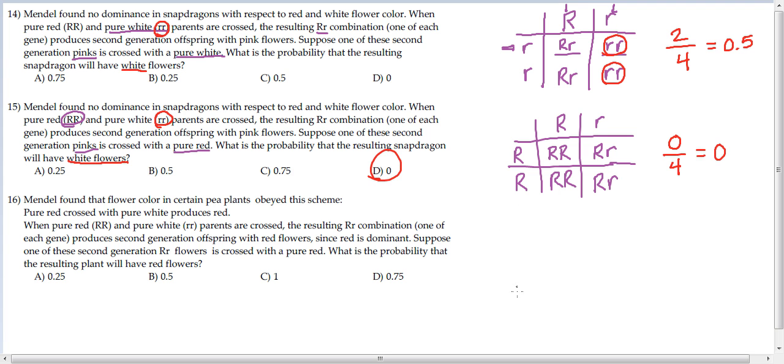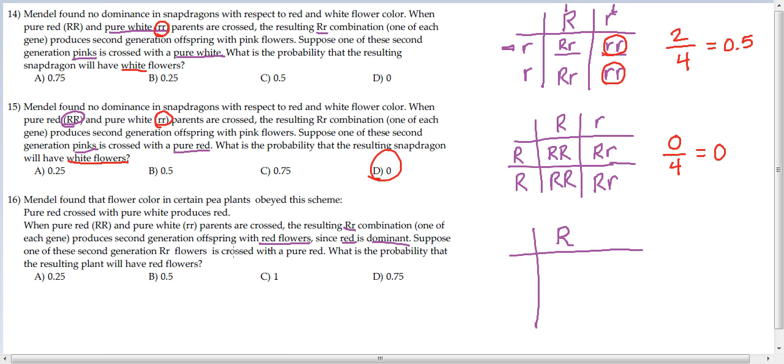And now 16 is weird. 16 is not on the test, incidentally, but it's actually more like what a lot of genetics problems are. In this case, a red and a white do not produce pink. If you have a big R and a little r, you get red flowers because red is dominant. Just like brown eyes and blue eyes, if you have at least one gene for brown eyes, you'll have brown eyes.